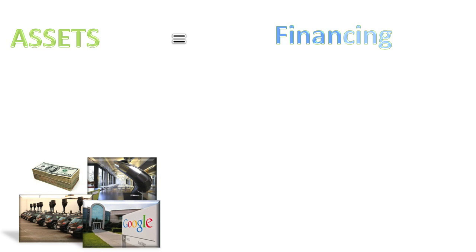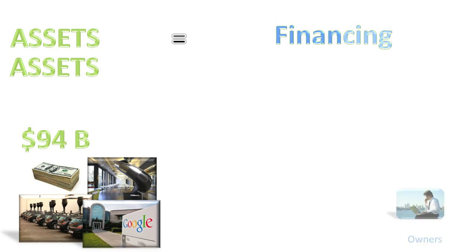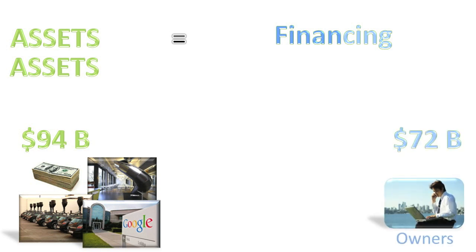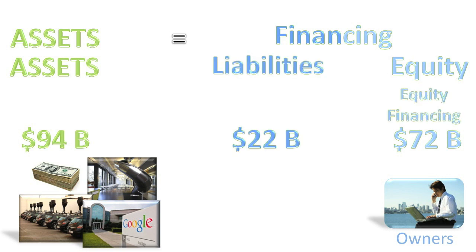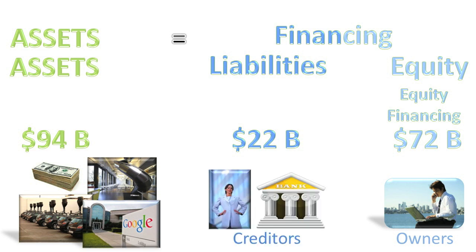On that balance sheet, you would notice that Google had $94 billion in assets. You would also notice that Google's owners had $72 billion in equity, representing their claims against Google as a result of their equity financing. And Google had $22 billion in liabilities to its creditors for their creditors' claims against Google as a result of their debt financing. As you can see, the balance sheet will always balance.